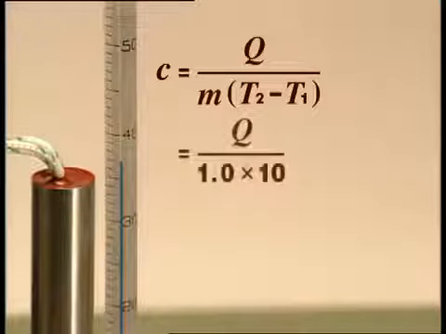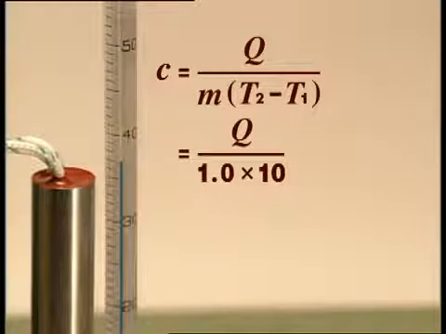We know the mass m equals 1 kilogram. And from our experiment, the temperature difference is 37 minus 27 equals 10 degrees. So these figures complete the bottom line.